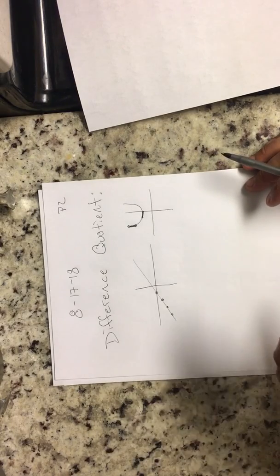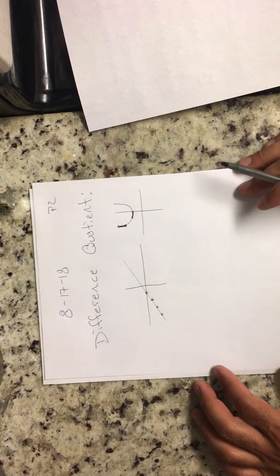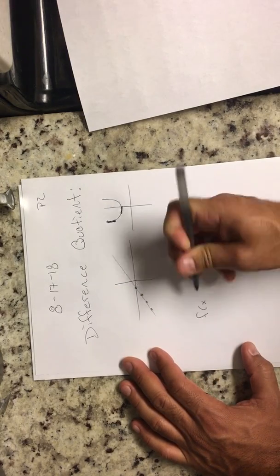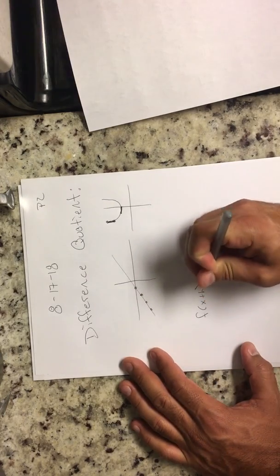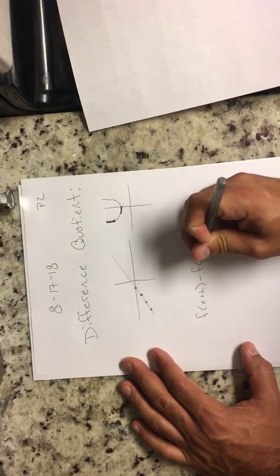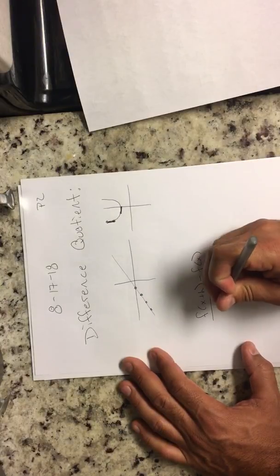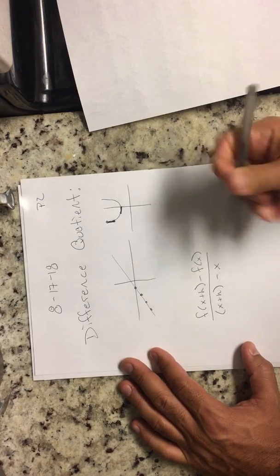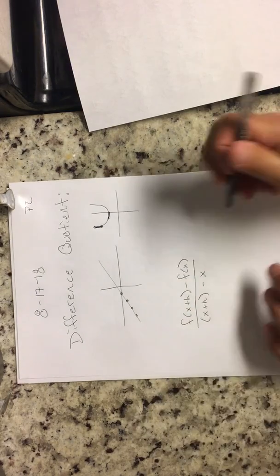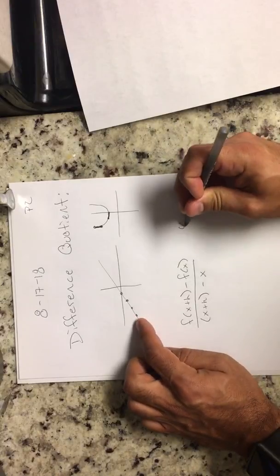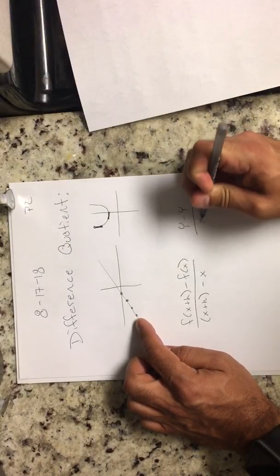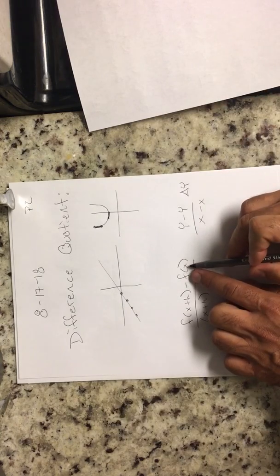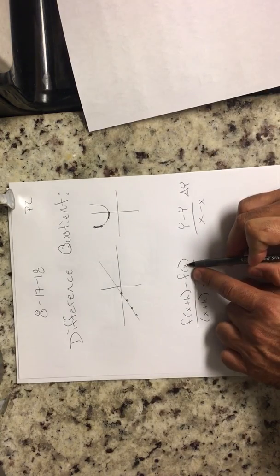So the rule for finding the slope is always the same. So the difference quotient, we do this. We do f of x plus h minus f of x over x plus h minus x. So what you're doing on a normal linear function is you're doing y minus y over x minus x. The change in y, which remember that your f of x is the same thing as y.